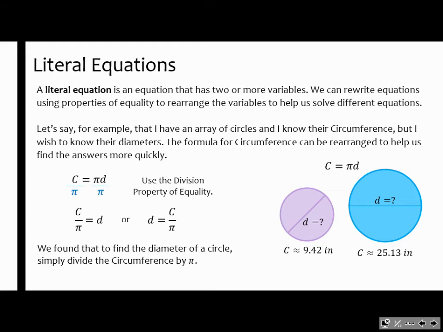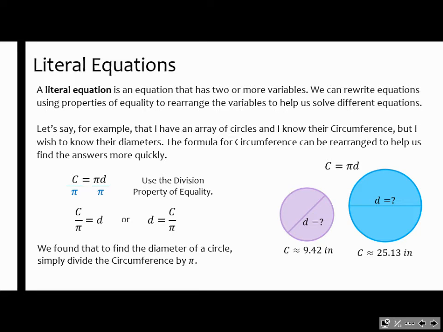Alright, so everything that we've been doing has been leading up to this particular section, getting very used to using properties of equality so that we can solve literal equations. Remember, we actually had this in our vocabulary right before lesson 1.4. A literal equation is an equation that has two or more variables. We can rewrite equations using properties of equality to rearrange the variables to help us solve different equations.